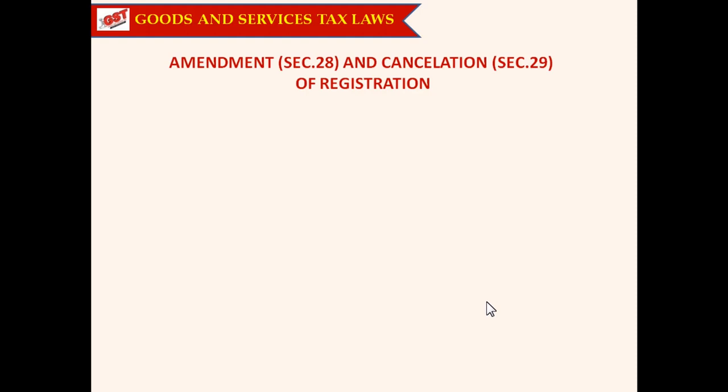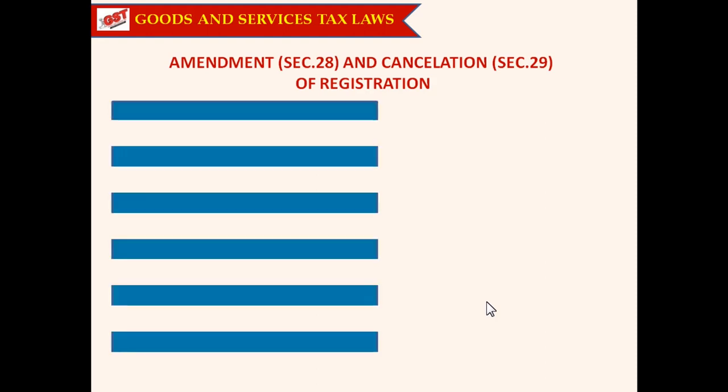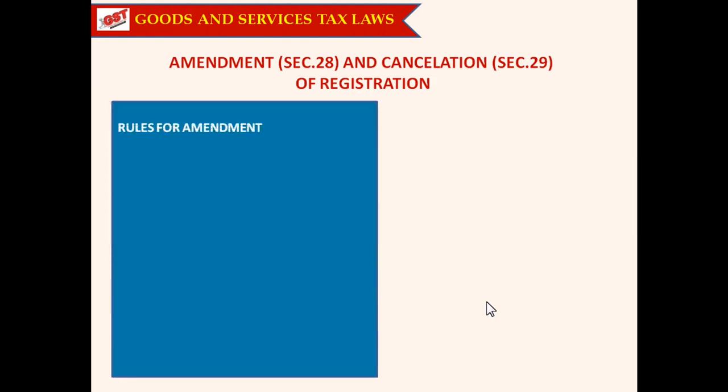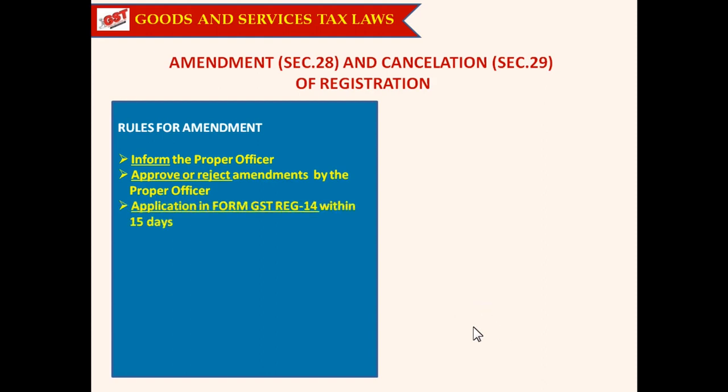Now we'll see what are the provisions given under the Act and rules for amendment and cancellation of registration. Let us see the rules for amendment first. We have to inform the proper officer regarding the amendment, and the proper officer may approve or reject based on your proposal, and the application for amendment should be made in form GST REG 14 within 15 days.